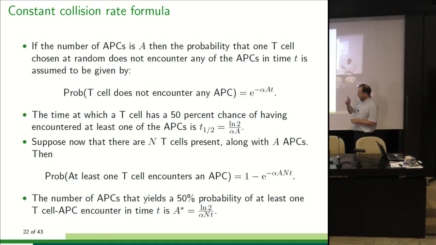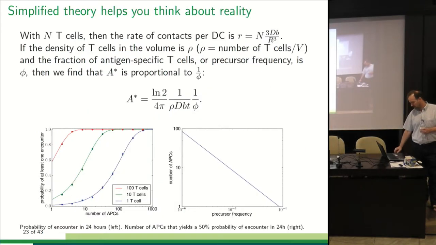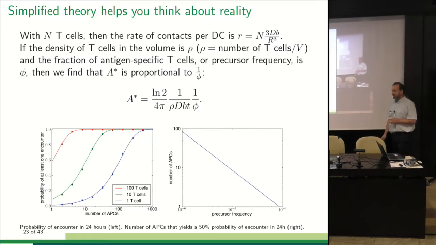Therefore, we can write down a formula to answer the question which they asked us to answer, which is how many APCs should there be available in order that a T cell has a 50% chance of finding the right dendritic cell in 24 hours, or in time T in general. Okay, so there it is. So that's good. And it turns out that this is actually an interesting formula.